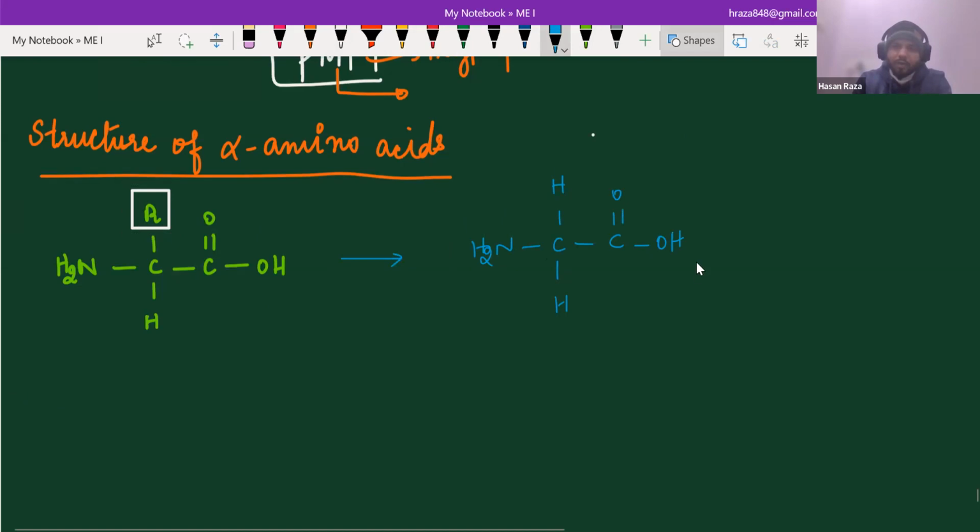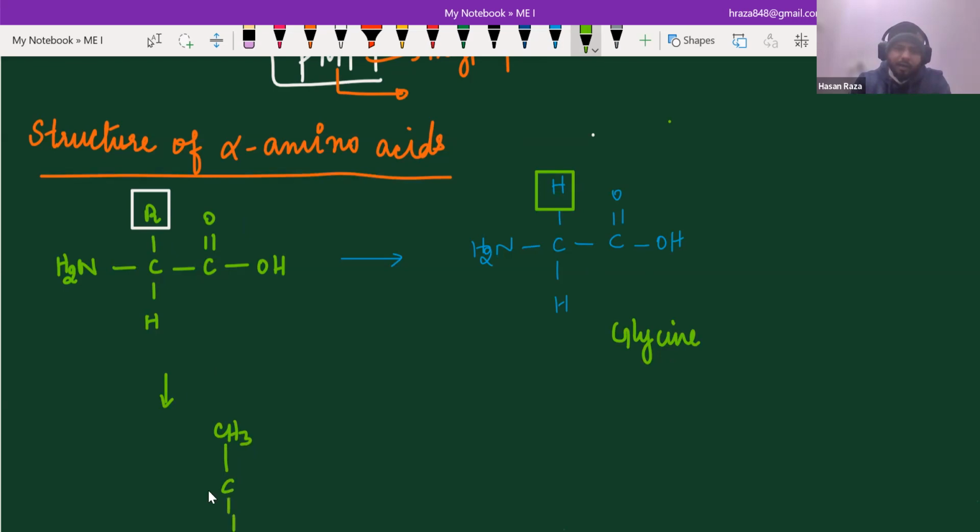So you can see this H. Its name is glycine. You can easily draw the structure of an alpha amino acid, then replace this R with H, then it will be glycine. And if you replace this R with CH3, then it will be alanine.